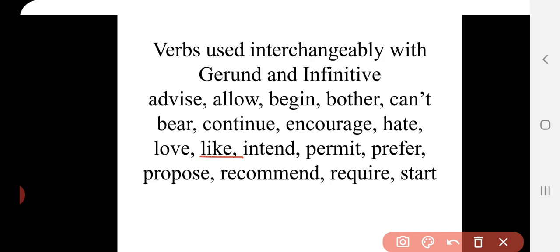I hope the concept of non-finite verbs and the various types of non-finite verbs and their uses is clear to you. I hope you have understood it clearly. Thank you very much.